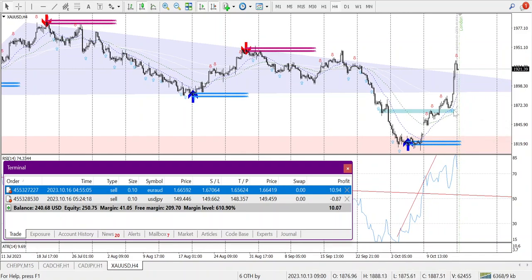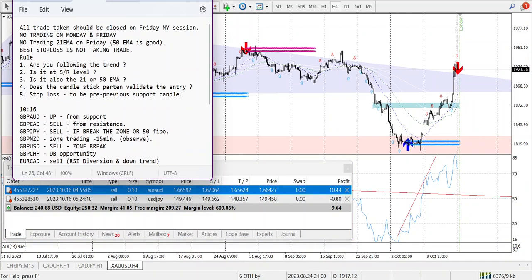I told you already my trading strategy, if you remember. Am I still following that one? I have to check it again. So my trading is: are you following a trend? We'll find a trend, then see if it is at a support and resistance level. If it is, then only we will enter a trade. It should also be at the 21 or 50 EMA. If both these answers are correct, then we'll look for a candlestick pattern for the entry.